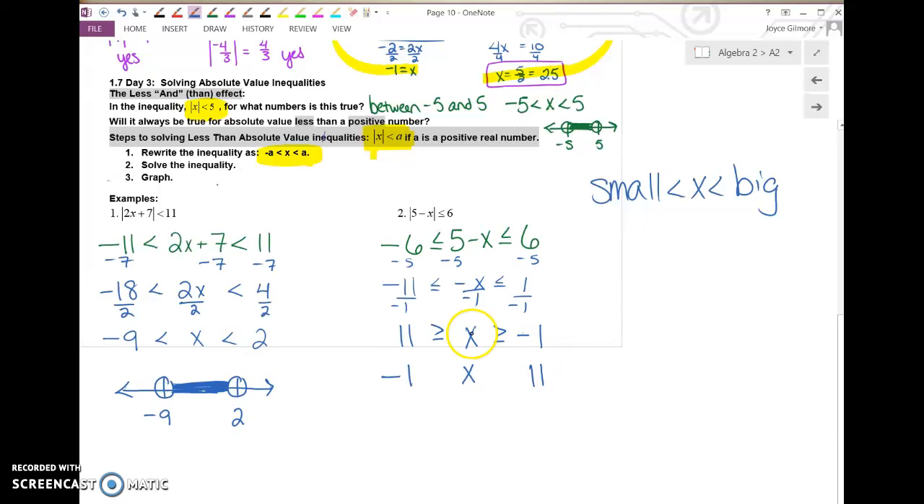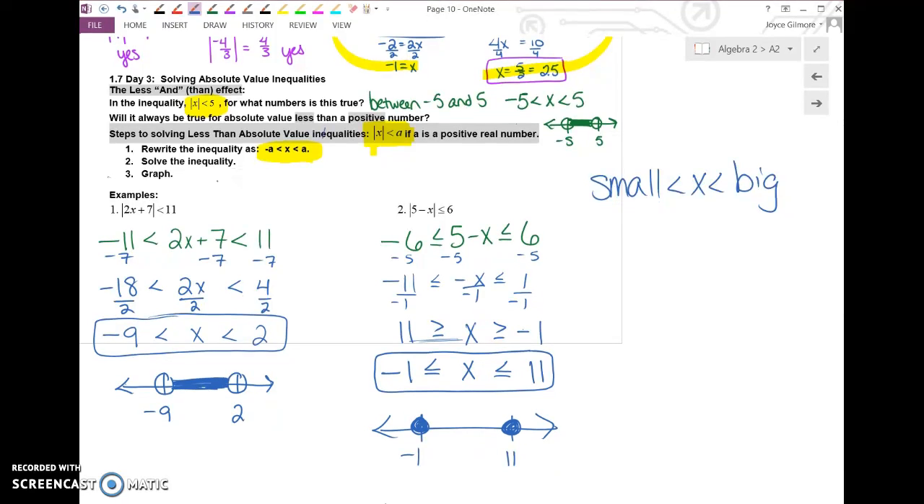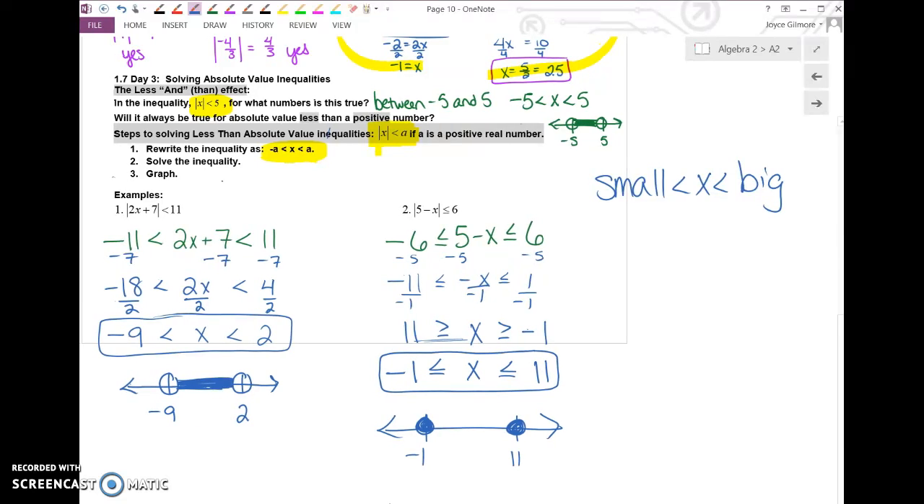Notice between the -1 and the x, the symbol is eating the x, so make sure your symbol is eating the x. Between the x and the 11, the sign is eating the 11. So pretty much the same sign. But the numbers switch. Okay, practice graphing this. This solution means we can pick -1, we can pick 11, and we can pick any number in between those. Hey, let me draw.